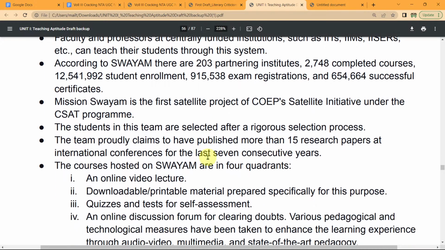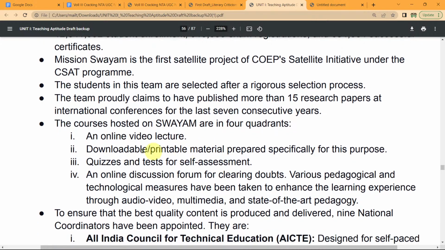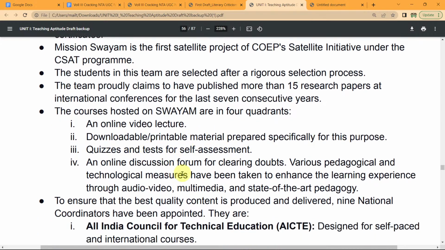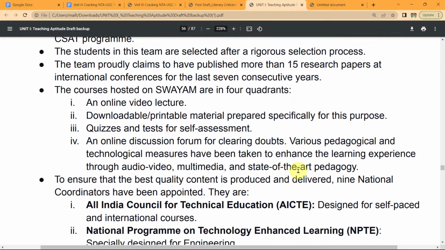And one other important thing is, it is an online video lecture, and you get what? You get downloadable and printable material. You will find quizzes, tests and self-assessment, and an online discussion forum for clearing doubts. Various pedagogical and technological measures have been taken to enhance the learning experience through audio, video, multimedia, state-of-the-art pedagogy.